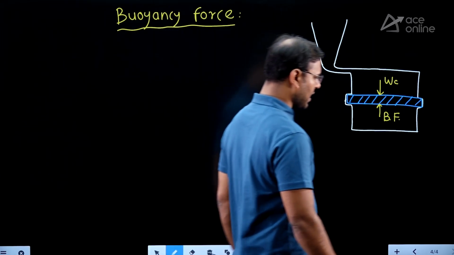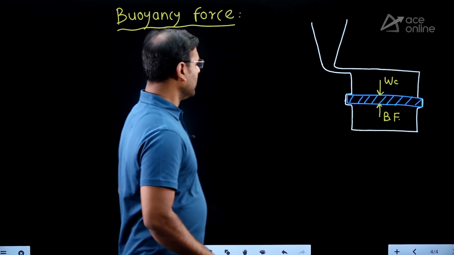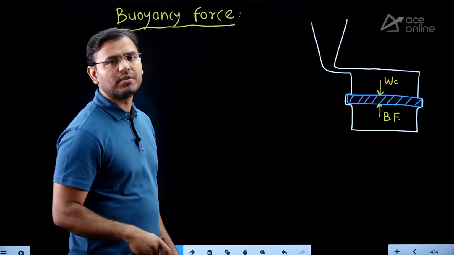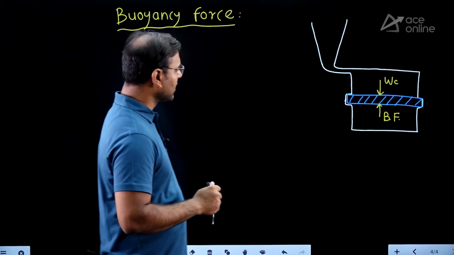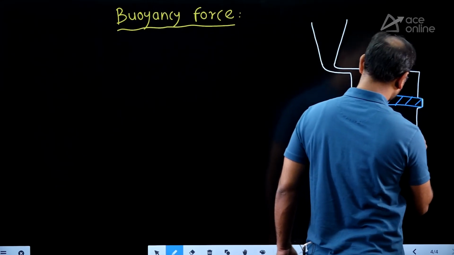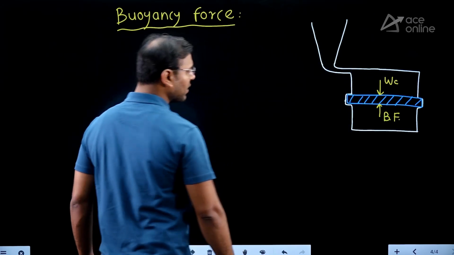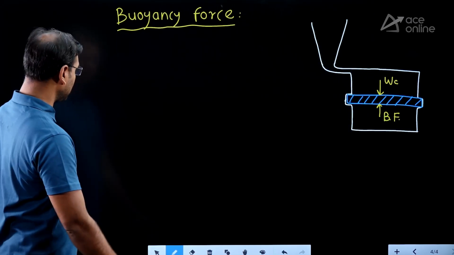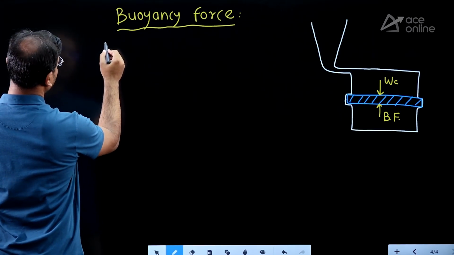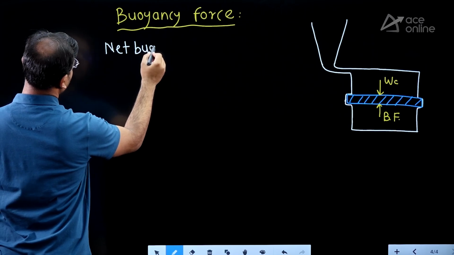It is in the upward direction, right? And that buoyant force, if you have learned the fluid mechanics subject, guys, is also known as the weight of molten metal displaced. Then here, guys, we have to calculate the net buoyancy force. Just see, a very interesting concept, net buoyancy force.